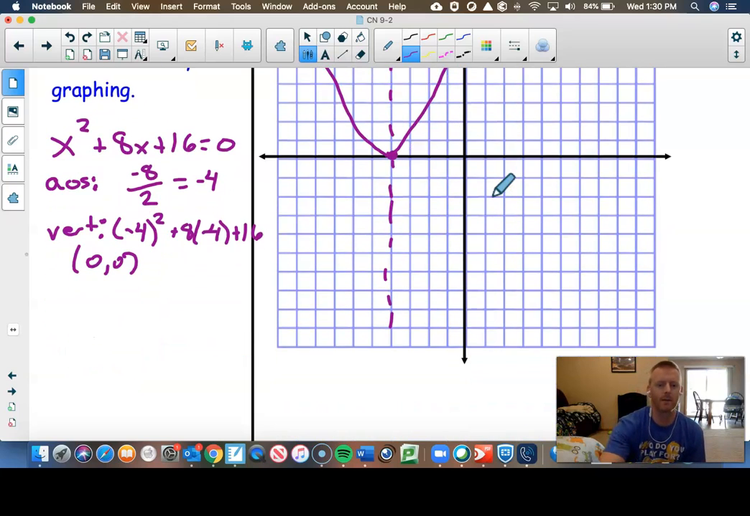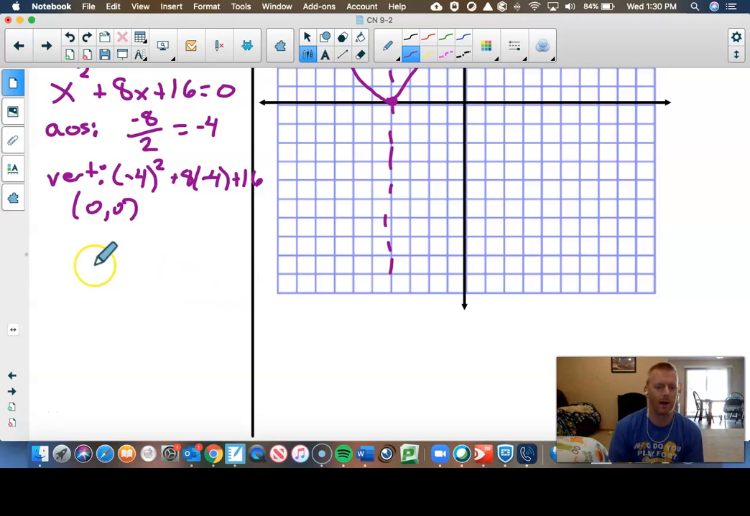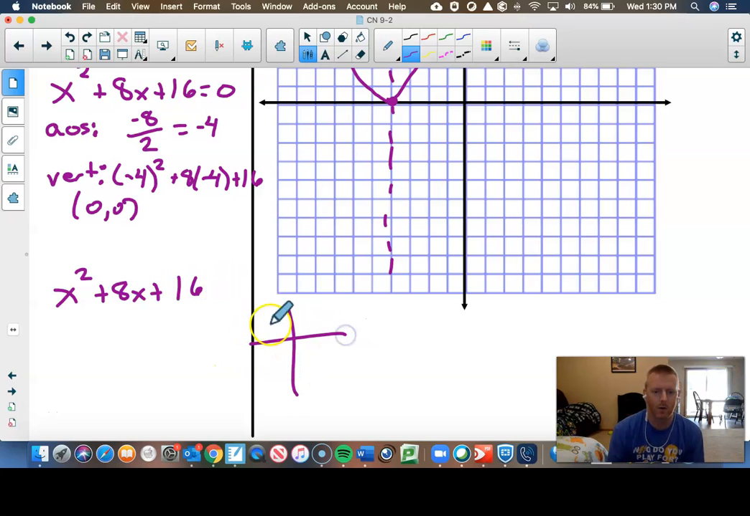And we know we're correct if we factor this bad boy out. So we have an x squared plus 8x plus 16. We're asking ourselves, what multiplies to make a 16 and adds to make an 8, which is the 4 and 4.